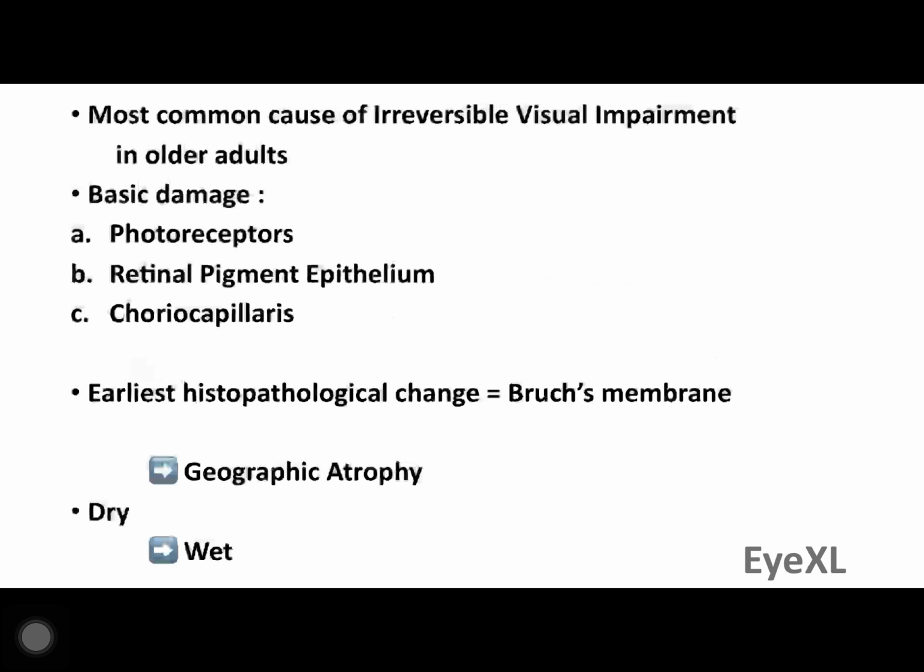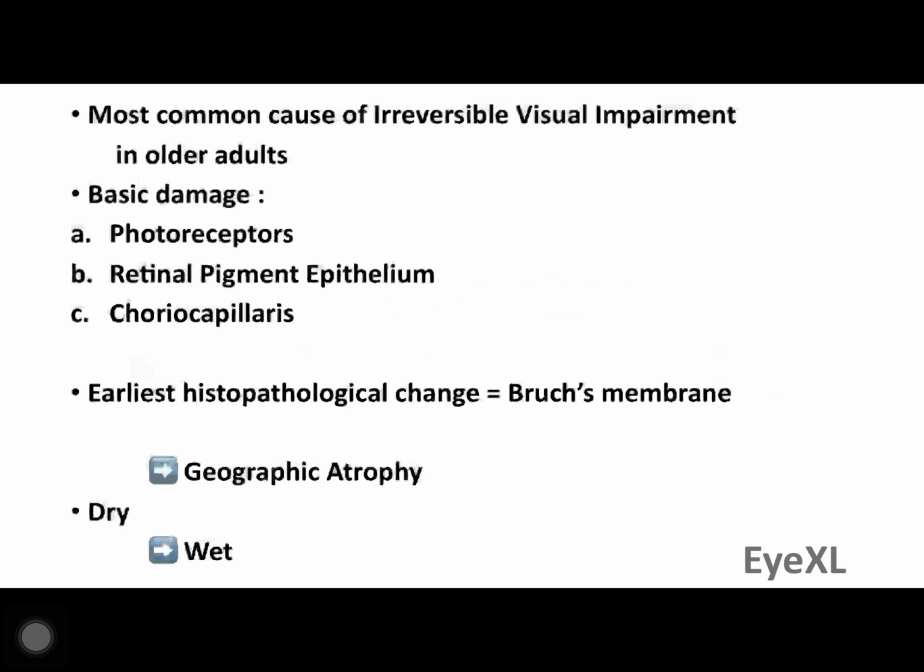First and foremost, ARMD is the most common cause of irreversible visual impairment in older adults. So what do I mean by impairment? What do I mean by blindness? What do I mean by legal blindness? So there are certain definitions and certain criteria. I've made a video on this topic. I'll leave a link at the top of the video. Just have a quick look over that so you'll understand what I mean by visual impairment.